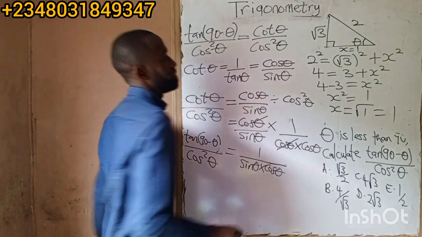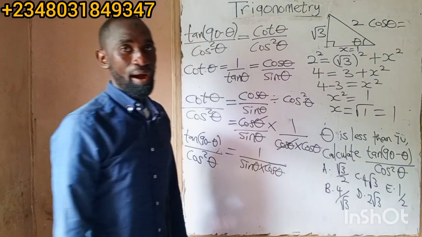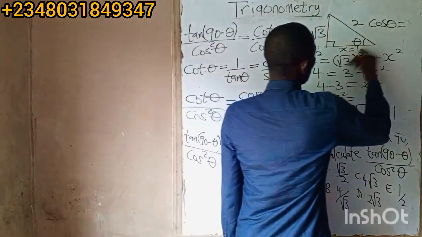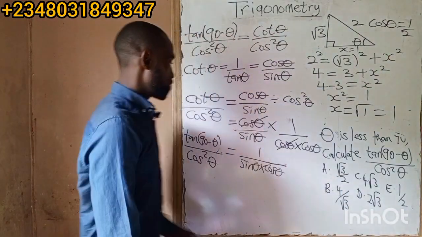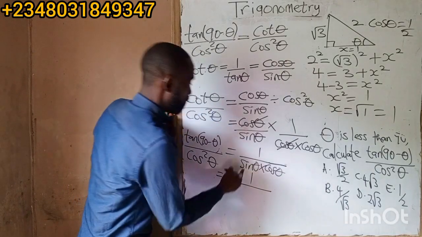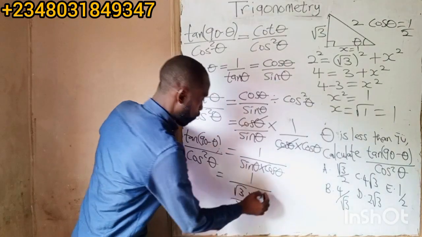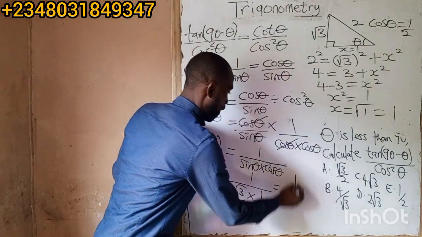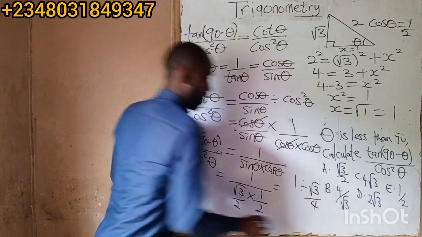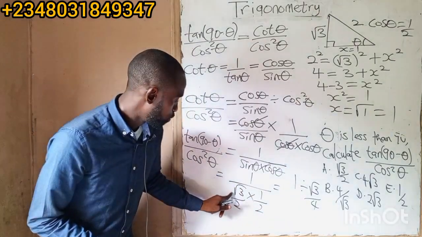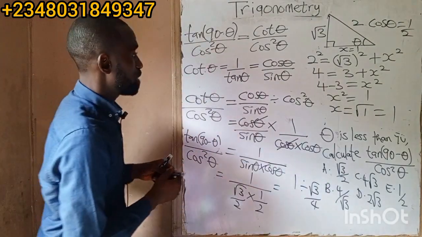So what is now our cos theta? Cos is adjacent all over hypotenuse. So where is our adjacent? That is 1. Where is our hypotenuse? That is 2. Okay? So here we're having 1 all over sin theta, which is root 3 all over 2, then times cos theta, which is 1 over 2. So we're having 1 all over 1 divided by root 3 all over 4. Do you get it? 1 divided by root 3 times 1, root 3. 2 times 2, 4.